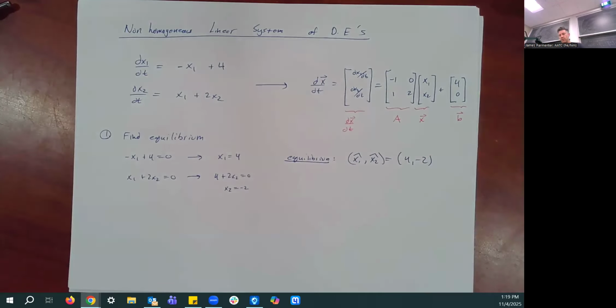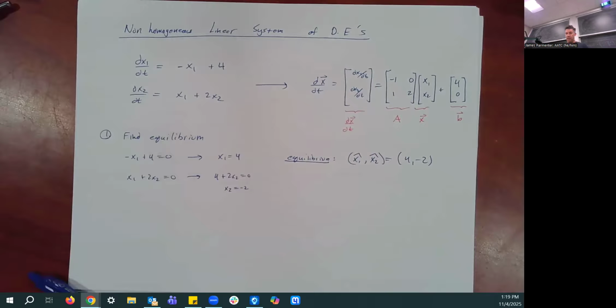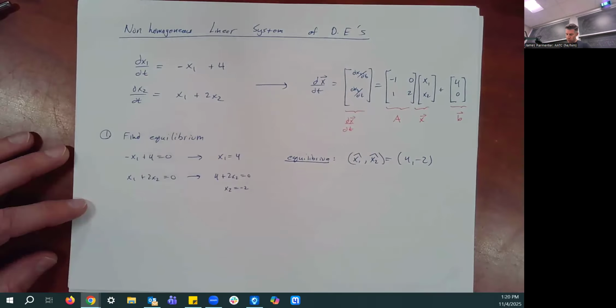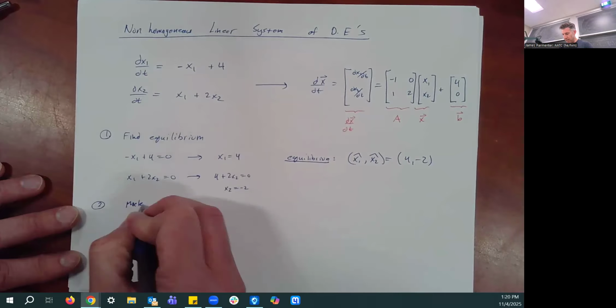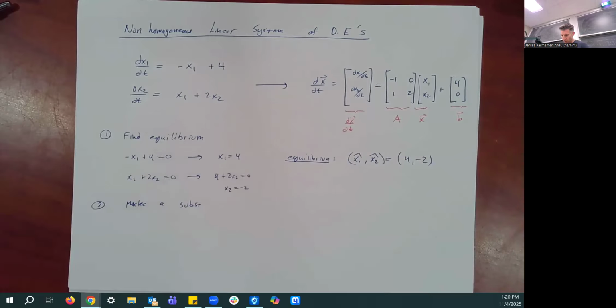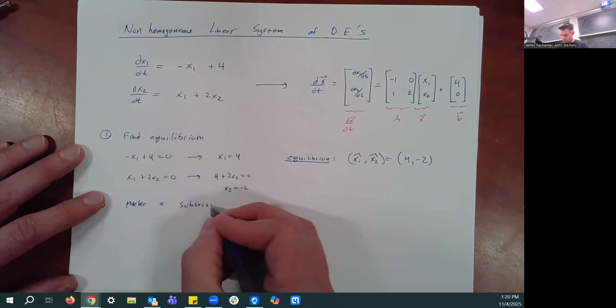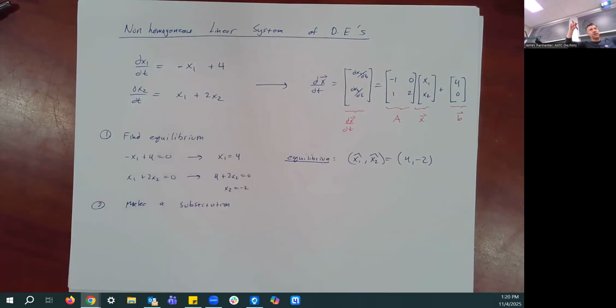And then the rest of this process, unless your instructor asks you to do it, you usually don't have to do all the stuff we're about to do, but we do need to do it this time to make it make sense. So then we're going to make a substitution. The idea really is like when you did u-substitution with integration. We're going to make a substitution so that we'll have a new system of linear differential equations that's pretty much the same, but has 0, 0 as its equilibrium instead of 4, negative 2, because we know how to solve that other system.